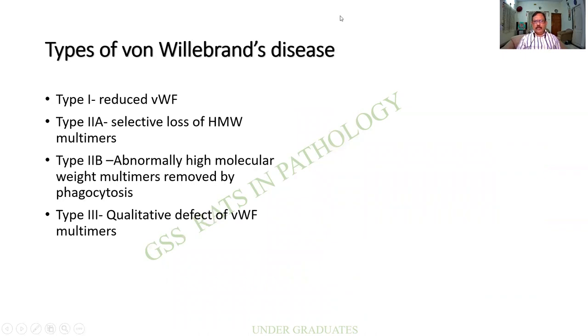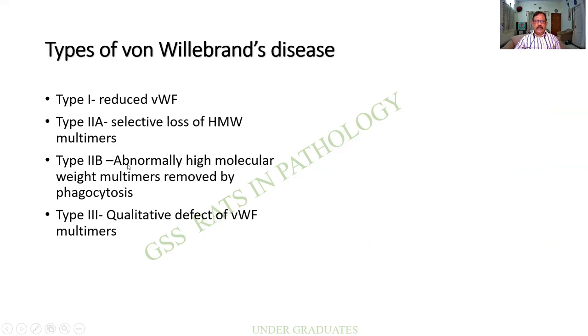There are different types of von Willebrand disease. Kindly spend a little bit of your time, learn it by heart, it will fetch you marks. There are three types, type 1, type 2, and type 3. In type 1, there is a reduction of von Willebrand factor. In type 2A, there is a selective loss of high molecular weight multimers.